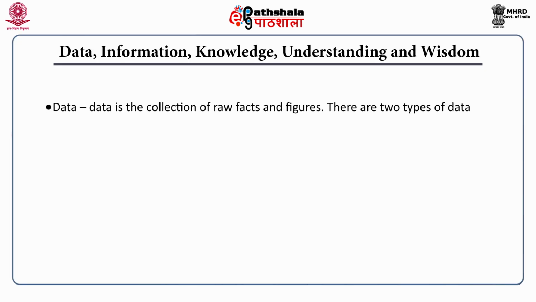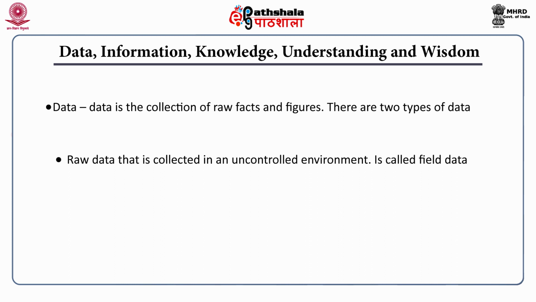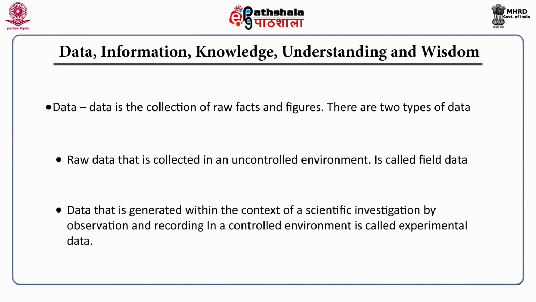Data is a collection of raw facts and figures. It is a set of values of either qualitative or quantitative variables. Unprocessed facts that are not arranged in any meaningful format are called data. There are two types of data: raw data that is collected in an uncontrolled environment, called field data, and data that is generated within the context of a scientific investigation by observation and recording. It is done in a controlled environment and thus is called experimental data.